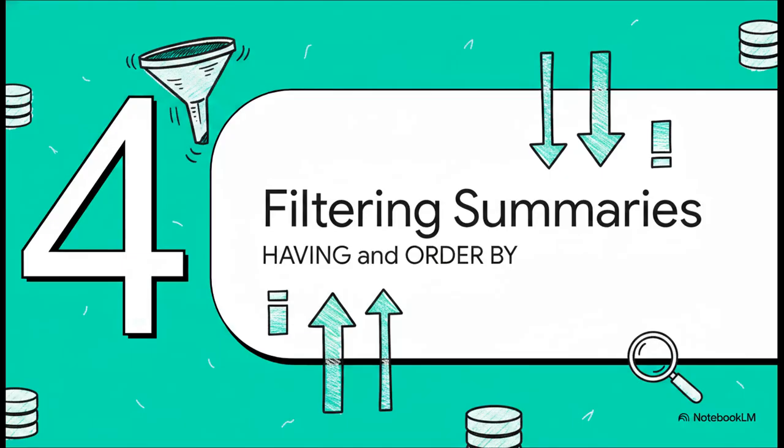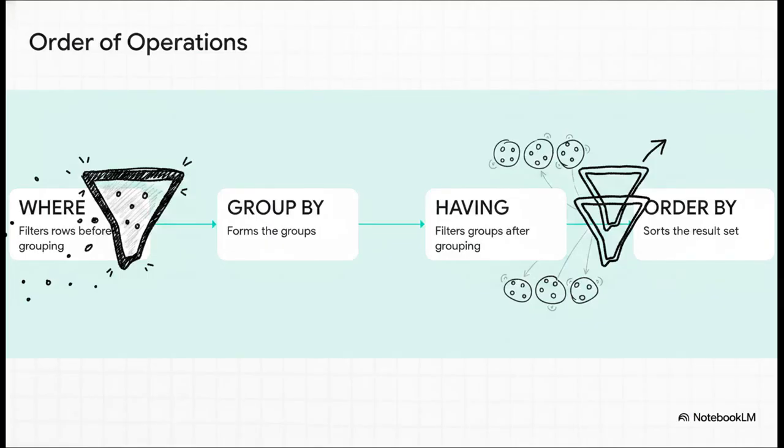All right, moving to Section 4, filtering and sorting summaries. So we've got our groups, right? But what if we only want to see the departments that have an average salary over 3,000? To pull that off, you really need to understand the order of operations in SQL.